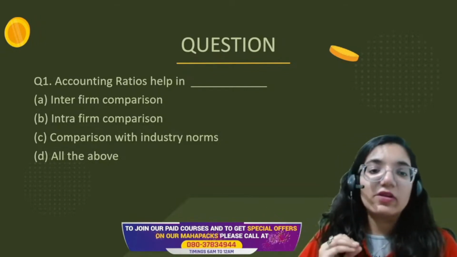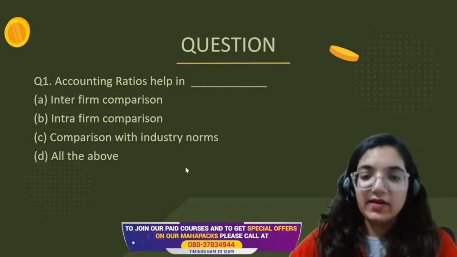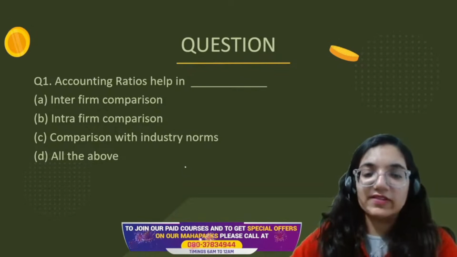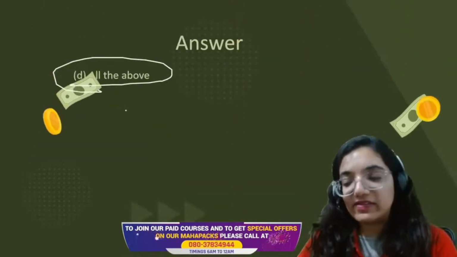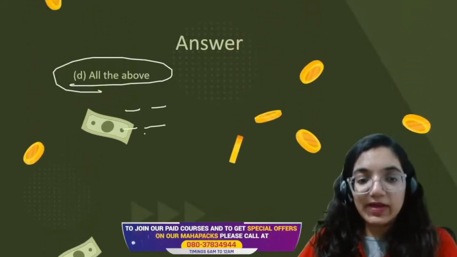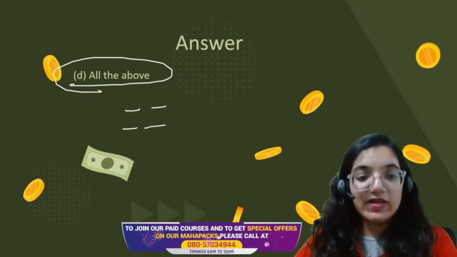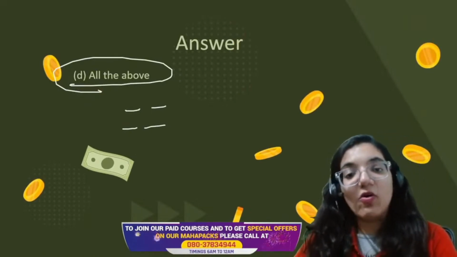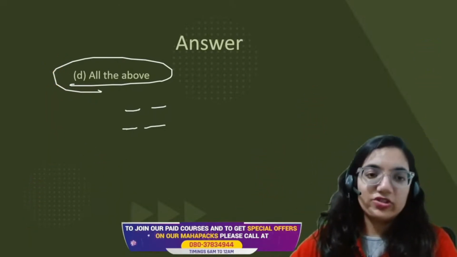When we talk about accounting ratios, it is something which includes everything. That means it includes all of these. It allows interfirm comparison, that is comparison within the firm. Then intra means within two firms you can compare, and it also helps you to compare with the industry norms as well. So it is completely covering all of these together, right? Okay. Next question.